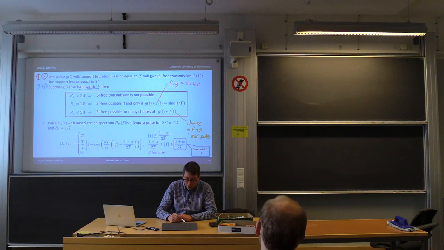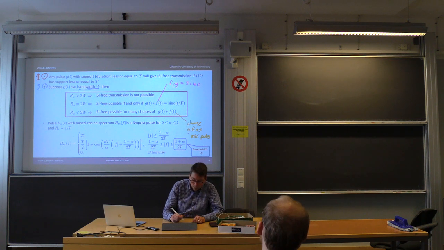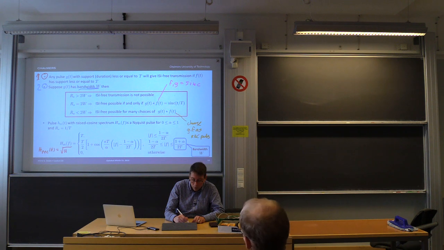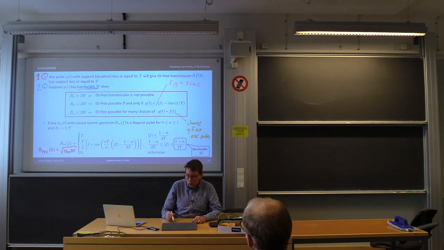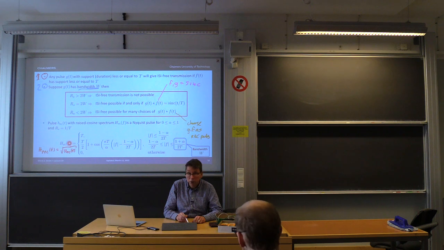And the root-raised cosine pulses, maybe I should write this here. The Fourier transform of the root-raised cosine pulse is, not very surprising, the square root of the raised cosine pulse, like this. So to get G and F, what we can do is we can take this function, take the square root of that, inverse transform that, and then we have G and F. So that's how to do that.